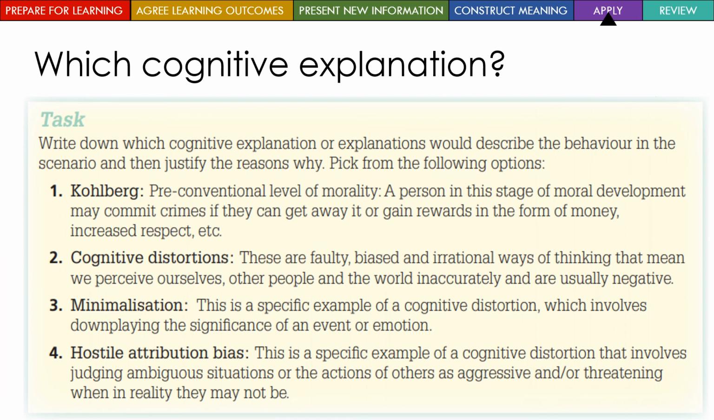Okay, so what I've attached to this assignment is a range of different explanations and descriptions of behaviours and scenarios. So a range of different scenarios that allude to one of the four different cognitive explanations. So either Kohlberg, cognitive distortions in general, and just broadly faulty, biased or irrational thinking. Minimalisation, where the individual is downplaying the significance of the event. And hostile attribution bias, where individuals are perceiving normal information as threatening.